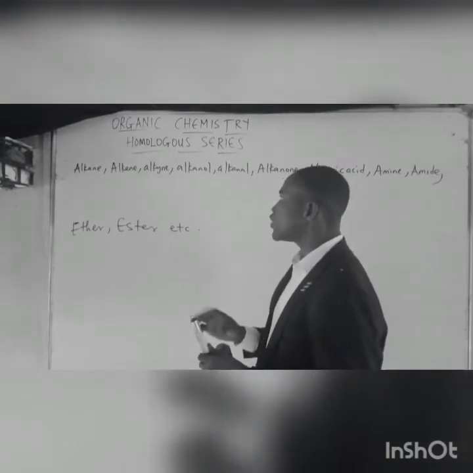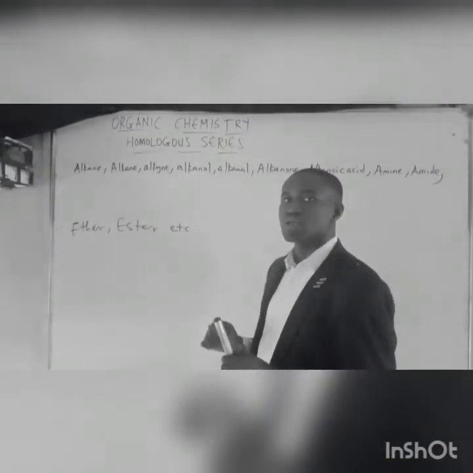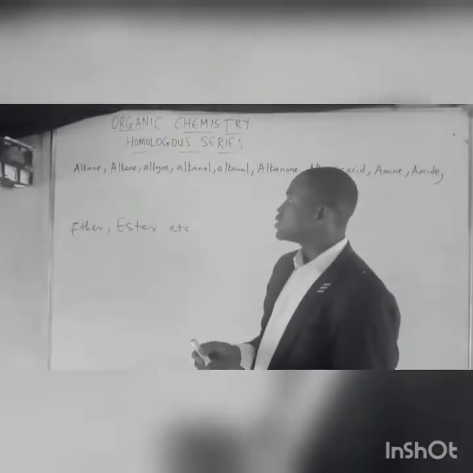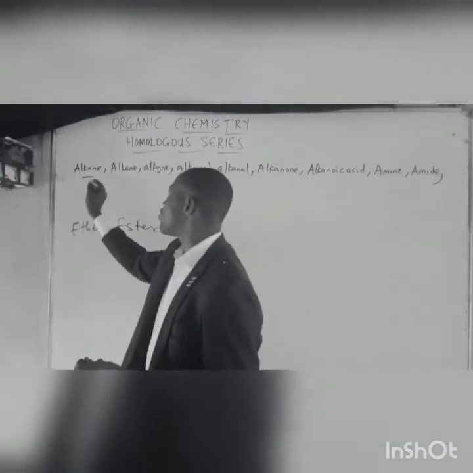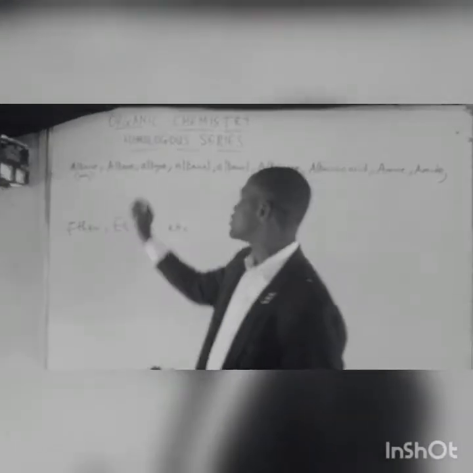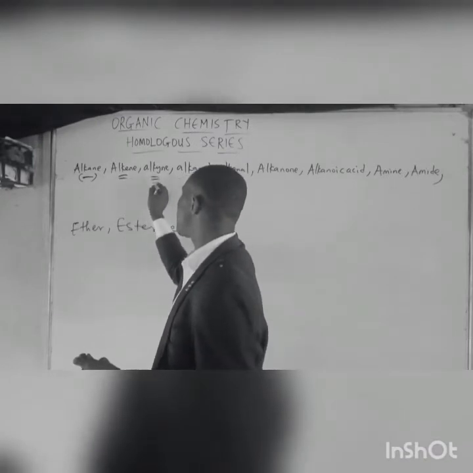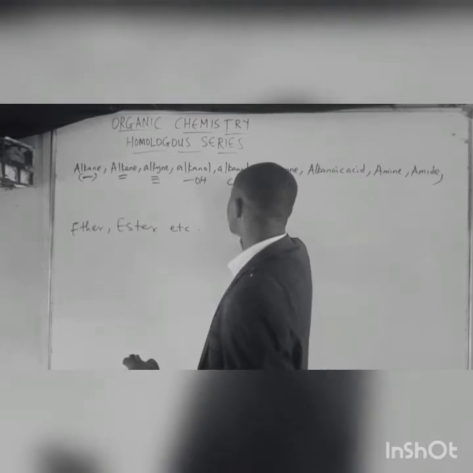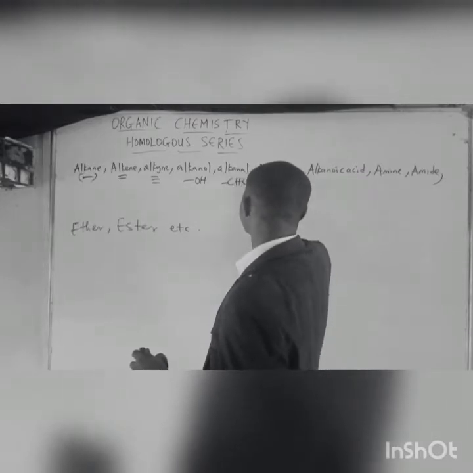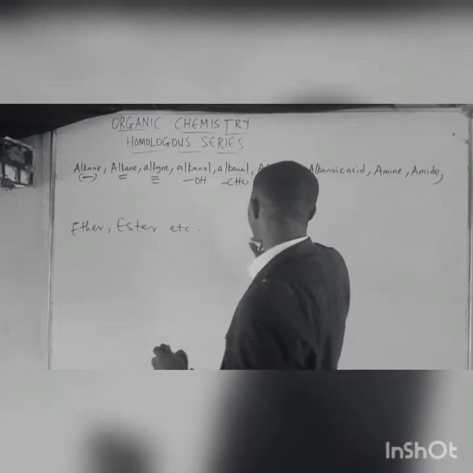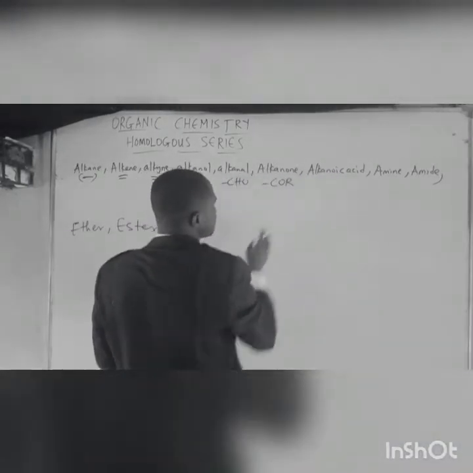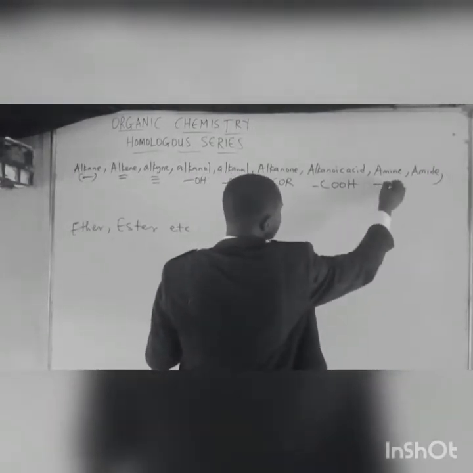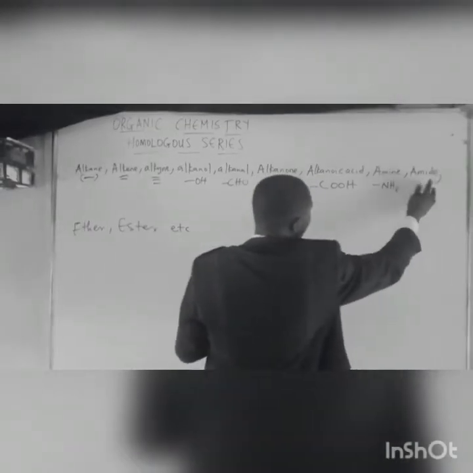Now there's what we call functional groups. What are functional groups? They are atoms or group of atoms that help us to determine the families of organic compounds. Such as for alkane, when you see single bond all through, it means it's from alkane. This double bond, this triple bond, this has OH, this has CHO, this has COR, then this has COOH. These have amine. These have amide.